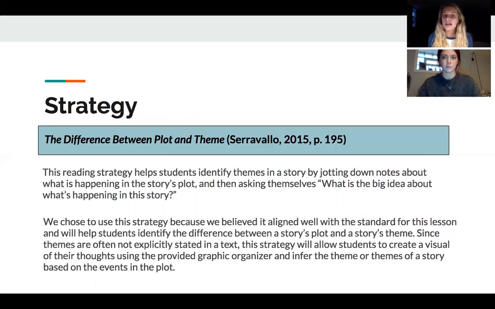Since themes are often not explicitly stated in the text, this strategy will allow students to create a visual of their thoughts using the provided graphic organizer and infer the theme or themes of a story based on the events in the plot.